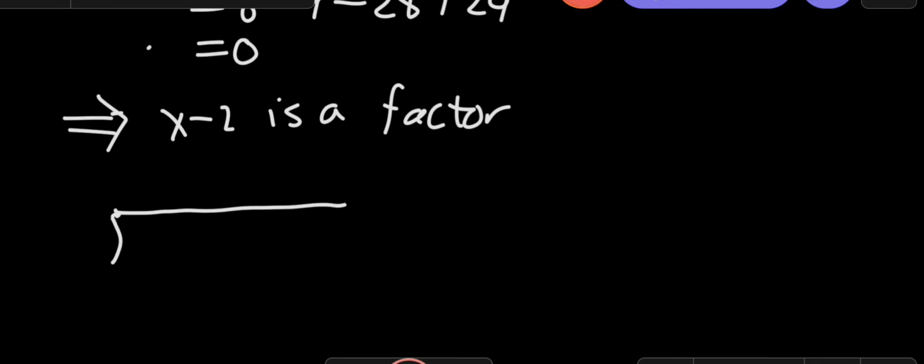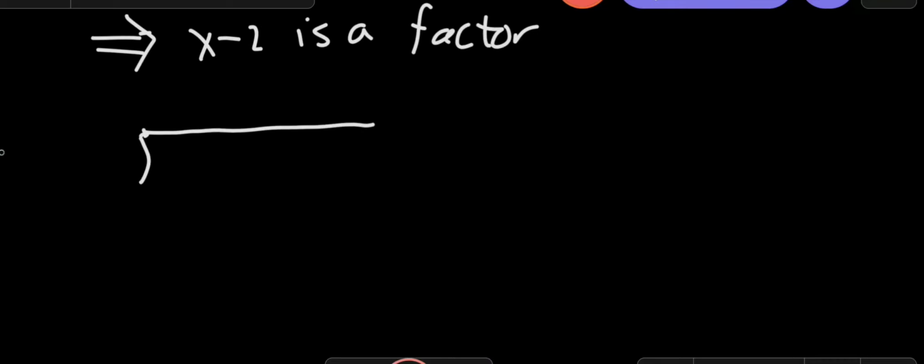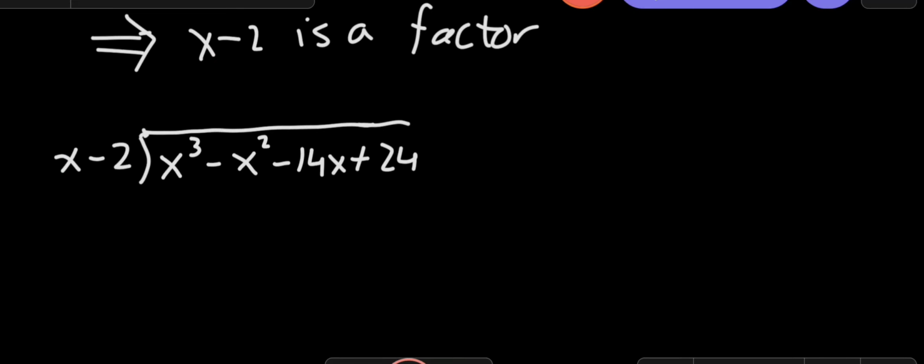So now we can divide the given polynomial, which was x cubed minus x squared minus 14x plus 24, by that divisor, which is x minus 2. And what do we already know about the results? What is one thing we definitely know about the results of this long division?